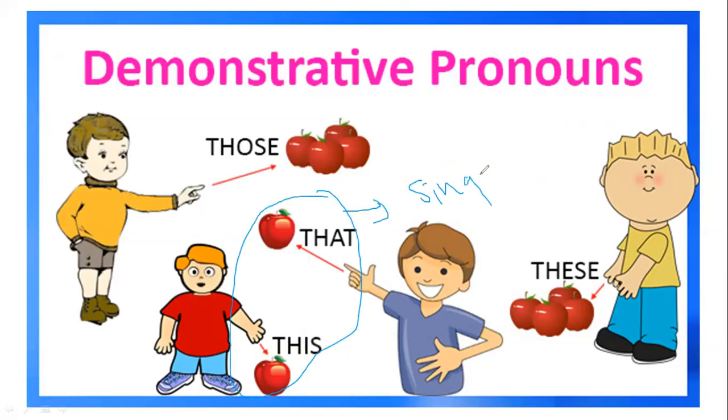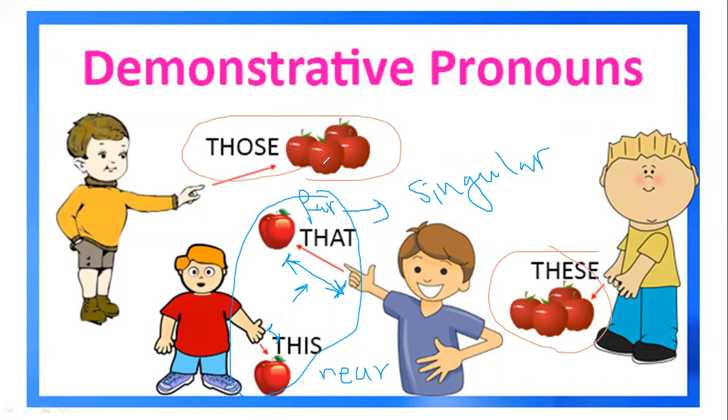Singular: this is near, that is far, or at a distance. You see it? There is a distance between you and the object. The distance here is small, but the distance here is much. The same idea with these and those for plural.